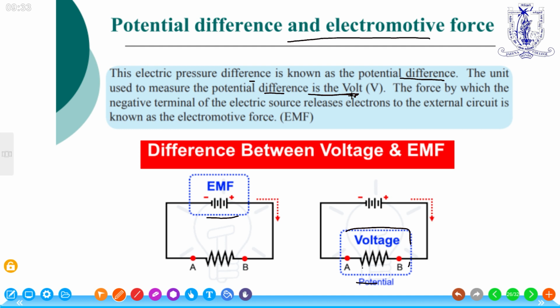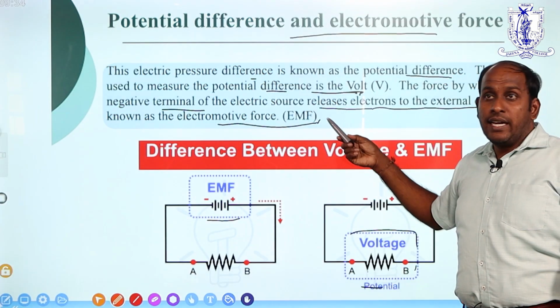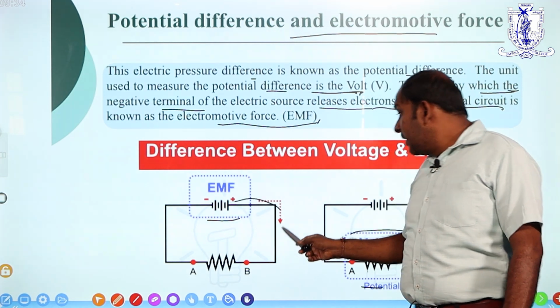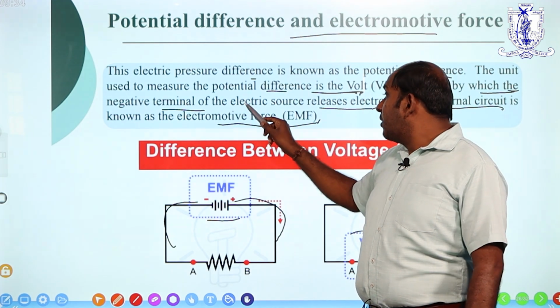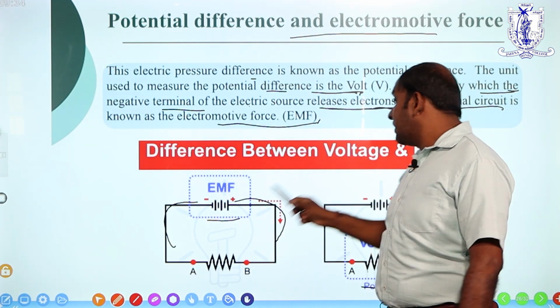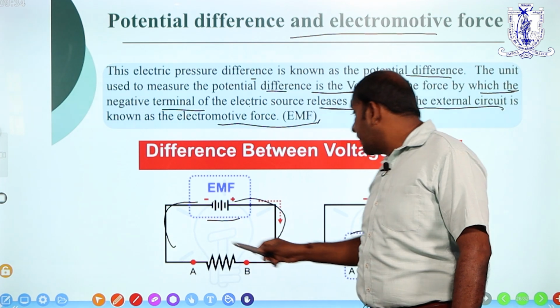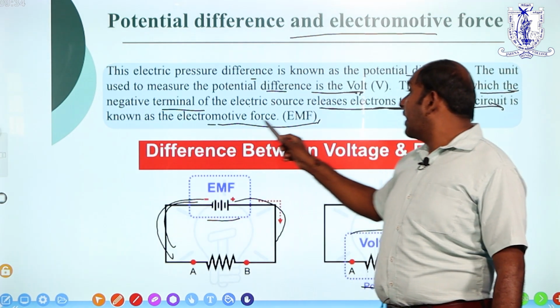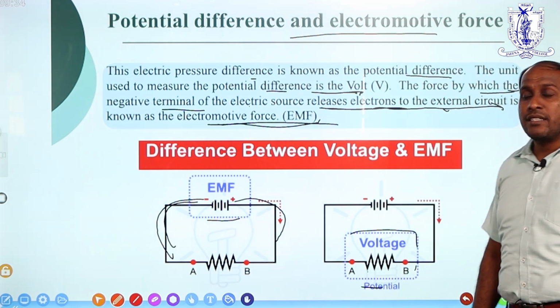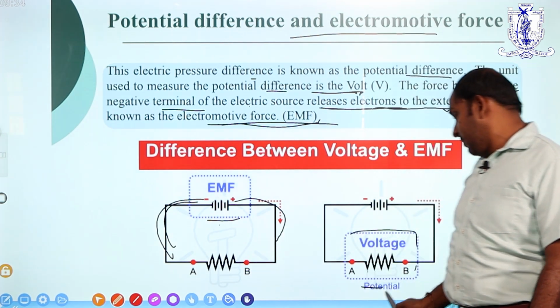But the force by which the negative terminal of an electric source releases electrons to the external circuit is known as electromotive force. The electron is pushed to the outside, and the negative terminal of the electric source releases electrons to the external circuit. This is known as the electromotive force. There is a little difference between the electromotive force and voltage.